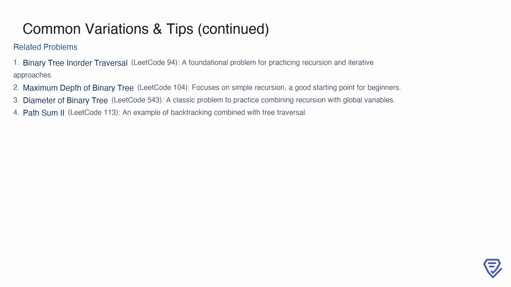The Diameter of Binary Tree problem, LeetCode 543, introduces the concept of combining recursion with global variables, which is a common pattern in tree algorithms. Lastly, Path Sum II, LeetCode 113, demonstrates the combination of backtracking with tree traversal, offering a more advanced use case for solving complex tree-related problems. Practicing these problems helps you recognize recurring themes and develop a deeper understanding of tree algorithms.